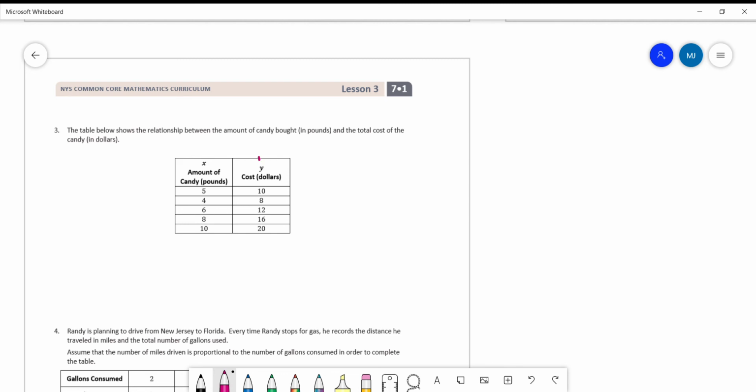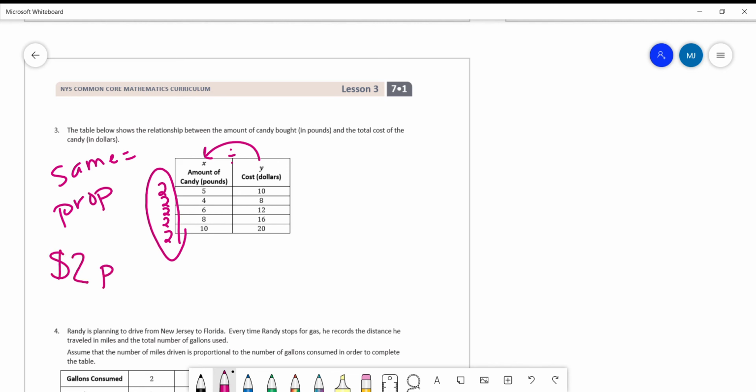Remember, you do y divided by x. Since you're given y and x here, that makes it pretty easy. So we're doing 10 divided by 5, which would be 2. 8 divided by 4 would be 2. 12 divided by 6 would be 2. 16 divided by 8 would be 2, and 20 divided by 10 would be 2. Now, if all of these numbers are the same, then it's proportional. Same equals prop, okay? Proportional. So what that tells us is $2 per pound.